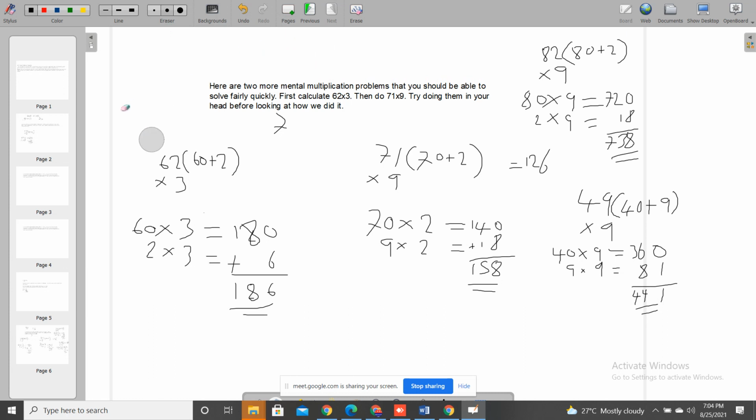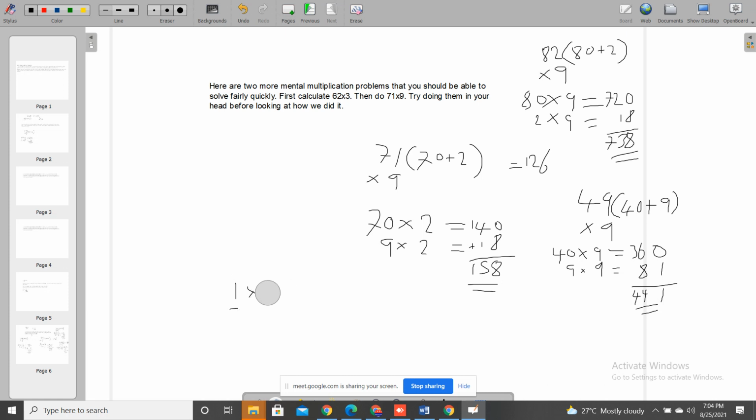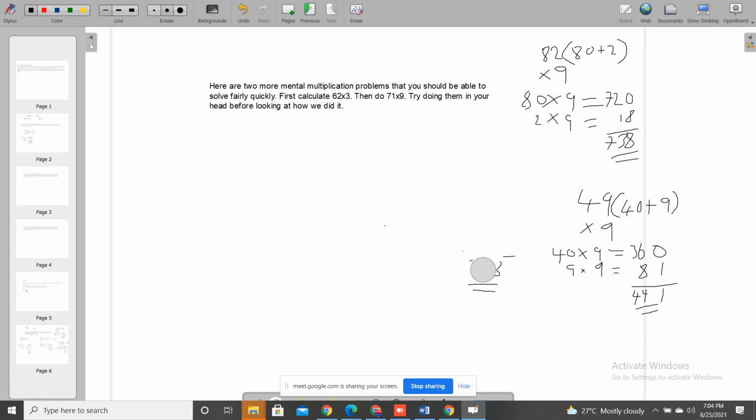Okay, 62 times 3, I can clean that one. And also 71 times 9. Okay, so I can clean this one too. So you are left with these ones, right? Yes. Okay, so you write it.